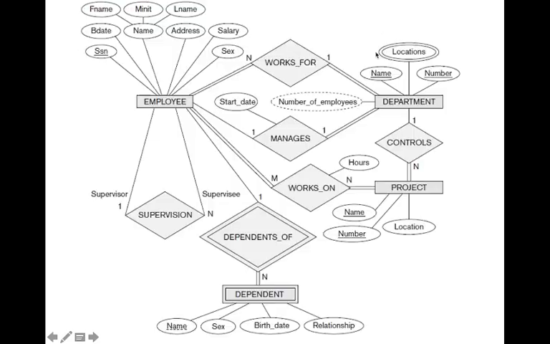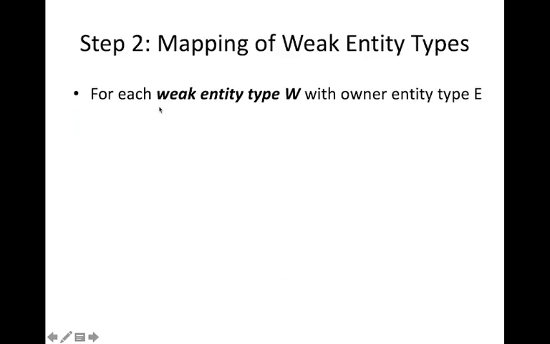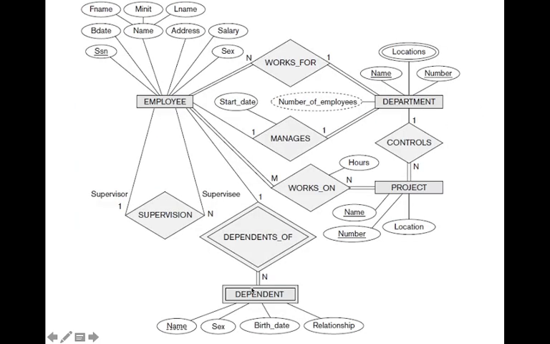Then in the second step, we have to map weak entity types. In this example, we have only one weak entity type, that is dependent. How do we map it into a relation? For each weak entity W, it will have an owner entity E. We have already seen that dependent is a weak entity, so it should have an owner. Here employee is the owner of it.